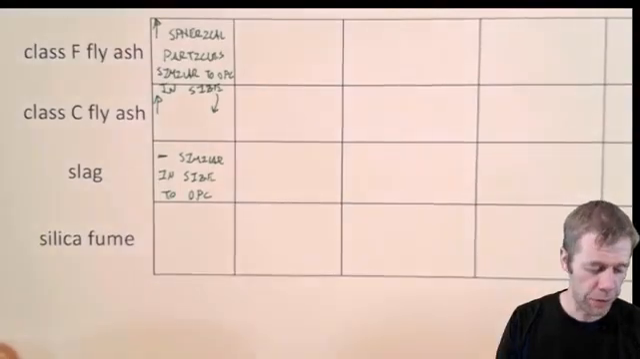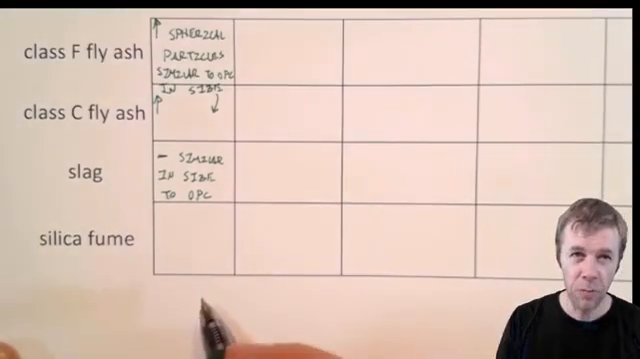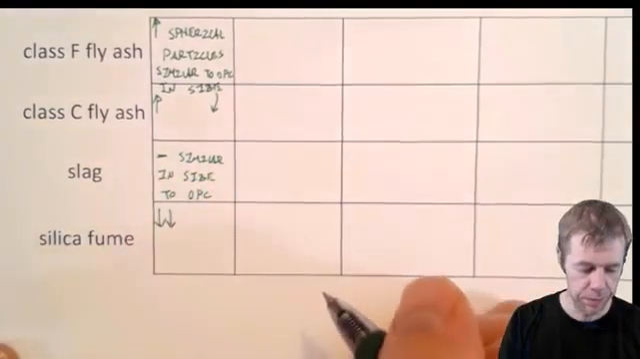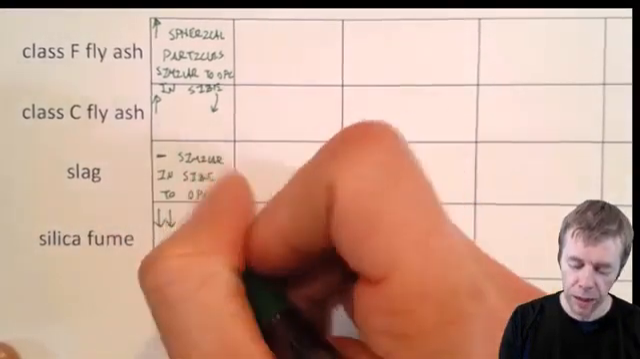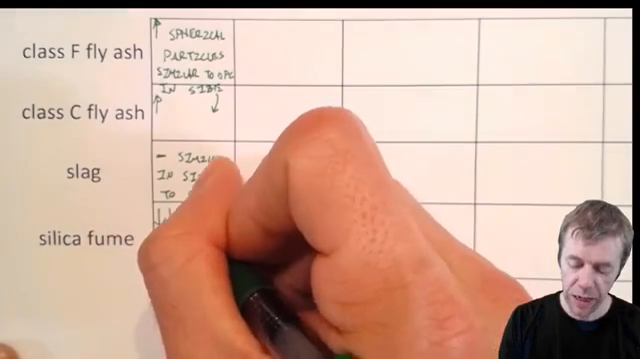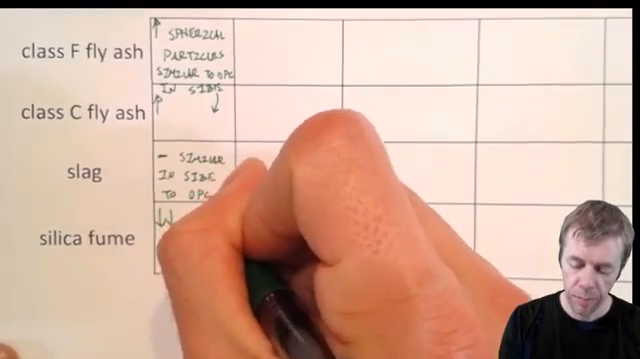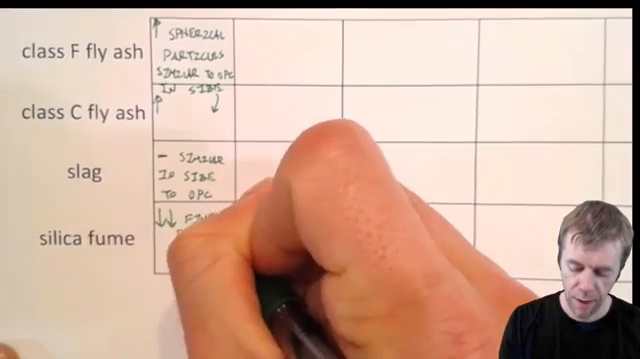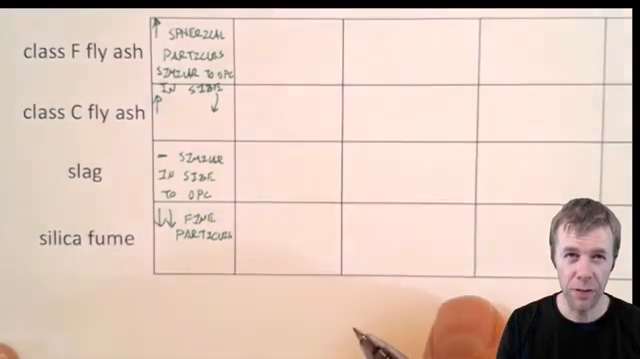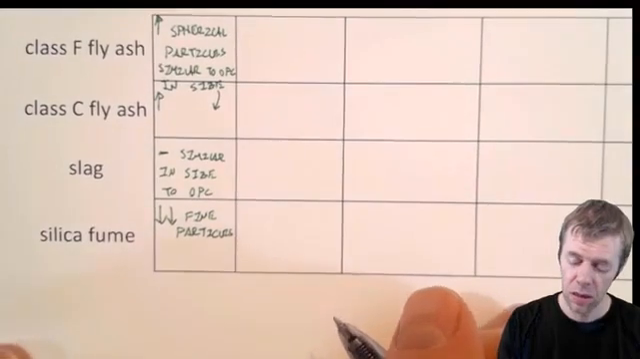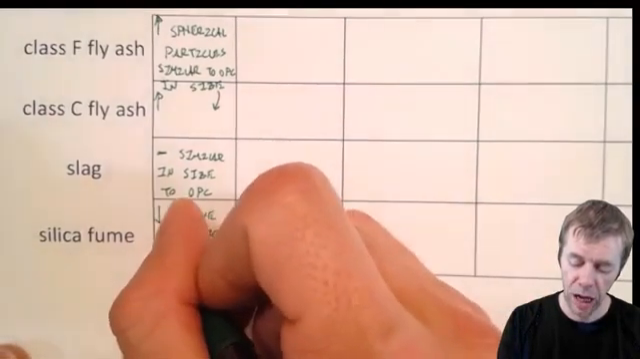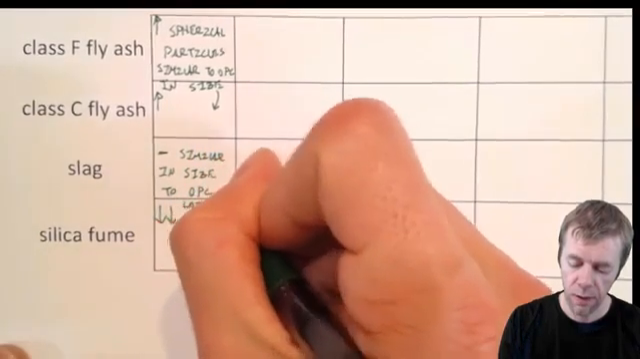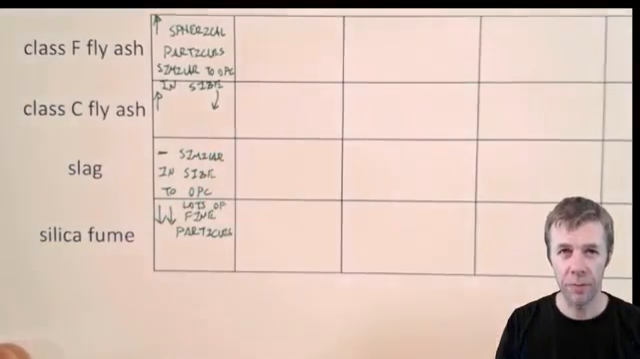Now let's talk about silica fume. Silica fume, it's going to make your slump go way, way down. And why? Because they're fine particles. And there's so many of them. So I'm going to say lots of fine particles.